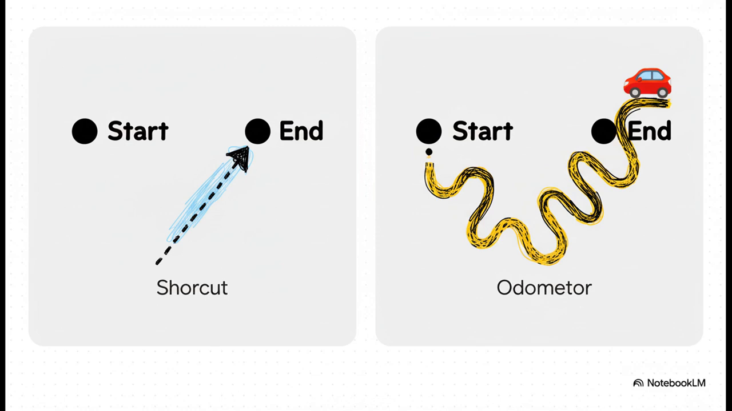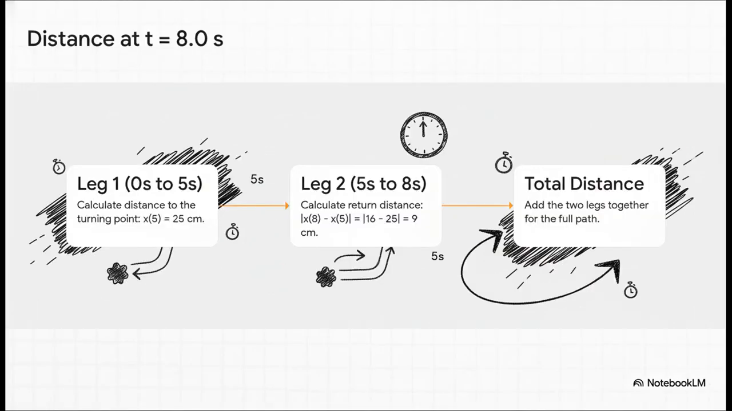So for part C, when they ask for the total distance covered, we can't just blindly plug a time into our position formula. No way. We absolutely have to account for that turnaround. So to figure out the total distance at 8 seconds, we have to split the trip in two.